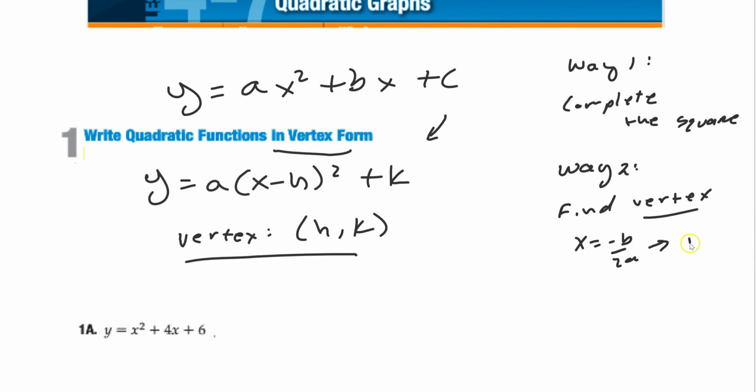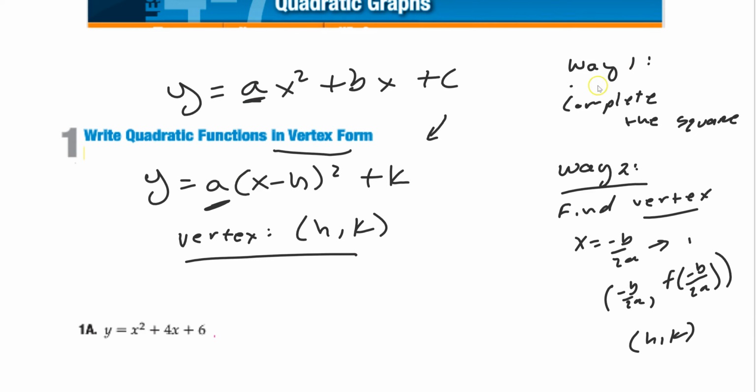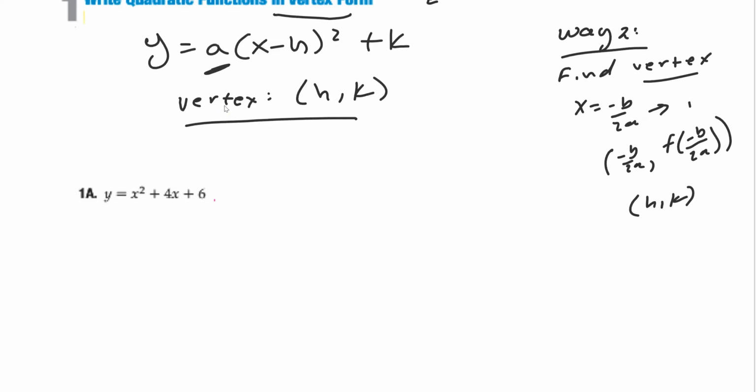So your x value is negative b over 2a. Remember the way you plug that into the function? We write it like this: f of negative b over 2a. That just means plug it in. Once you have the vertex, that's your h and k right here, and then your a is the exact same a. A is a. So that's 2 ways to go from standard form to vertex form. Way 1 is complete the square; I'll do a couple like that, but the way most people are going to do it is way 2. Find the vertex, plug it in for h and k, and the a's match. It's that simple.